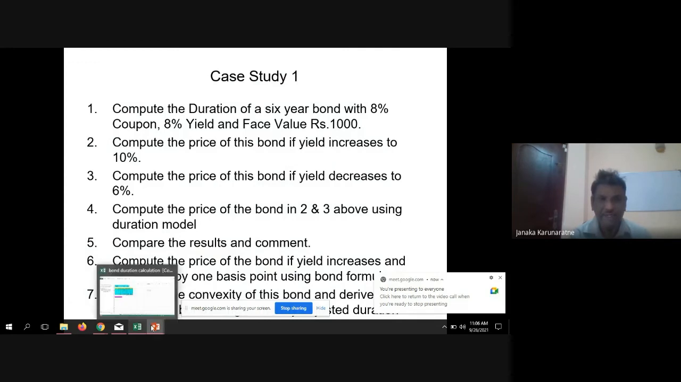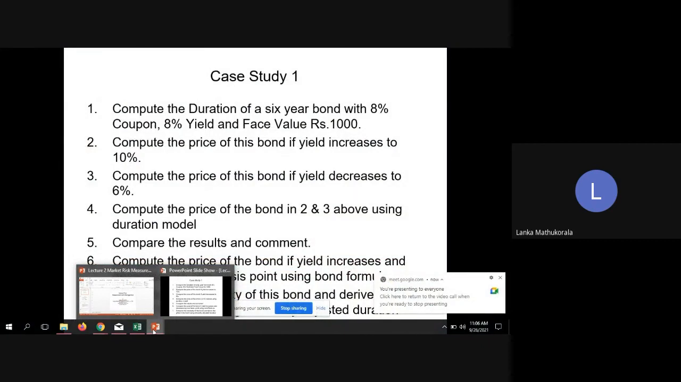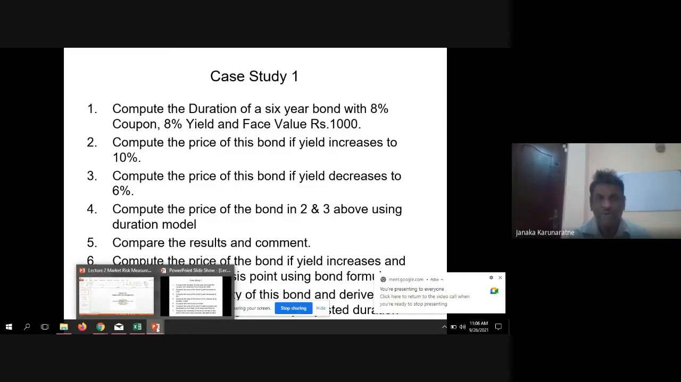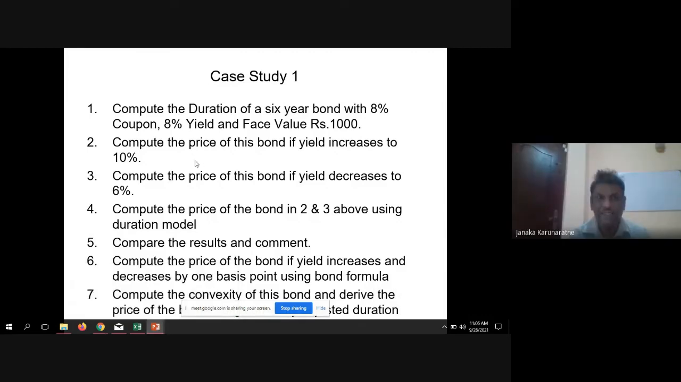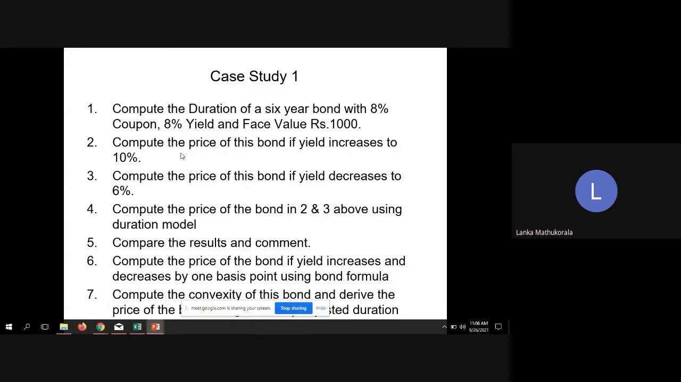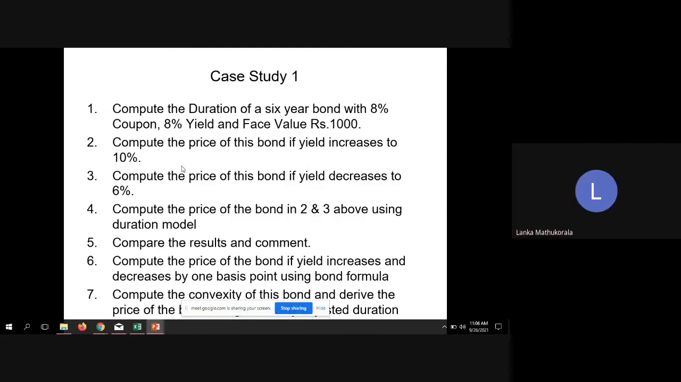Right? It is 5.04. Sorry? I got the answer as 5.04. But you get 5.04 as the duration. Yeah. Now, what is the price? Now, the question: 1098.34, that is the drop to 6%, or increase to 10%. Answer for the compute the price if yield decreases to 6%.